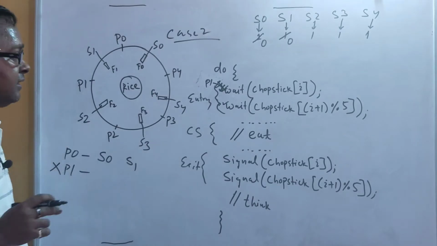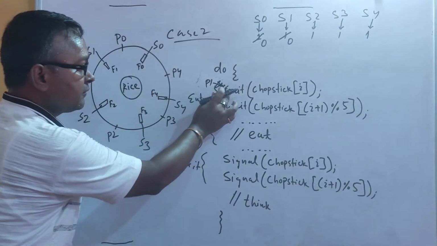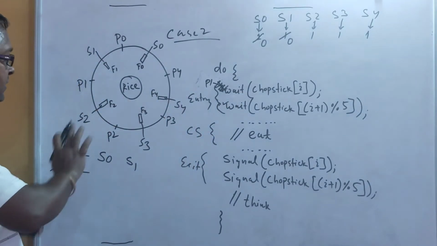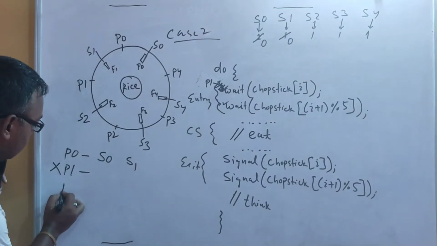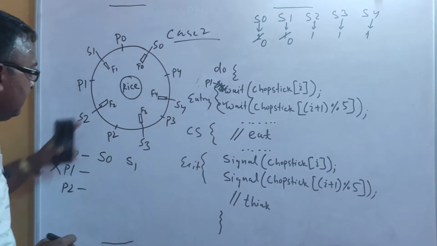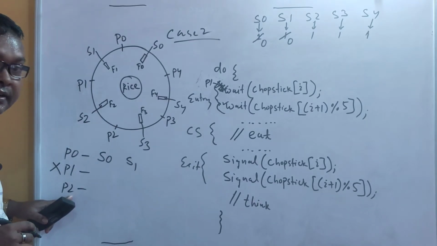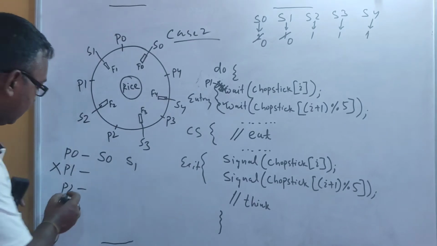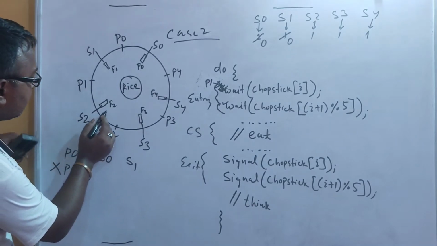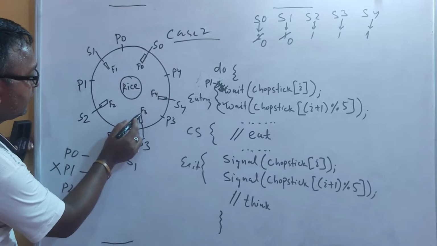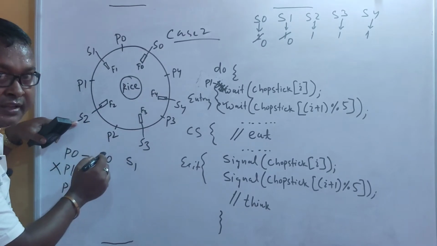Okay, so are you understanding? So from here, in the first line of the code, only P1 is getting blocked. Right now P2 wants to enter and access the table. So can P2 enter? For P2, what are the forks required? F2 and F3. That means semaphore S2 and semaphore S3.